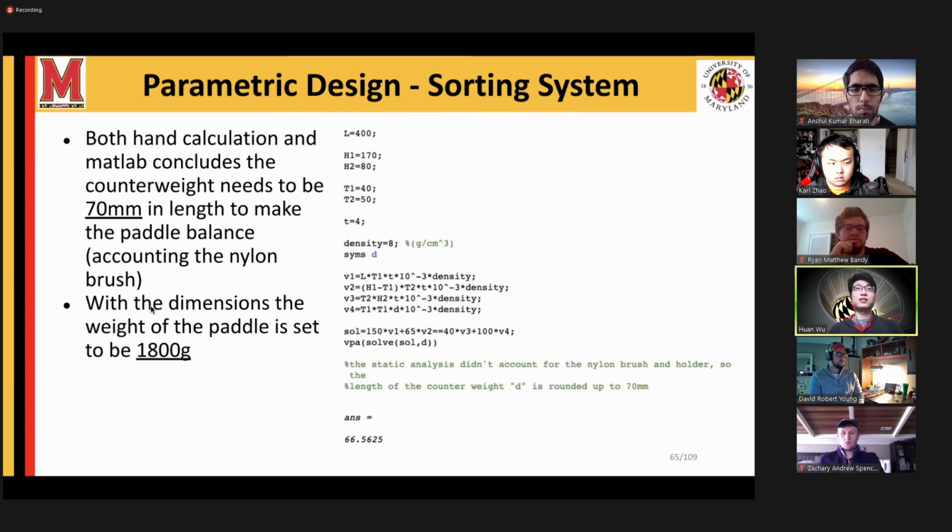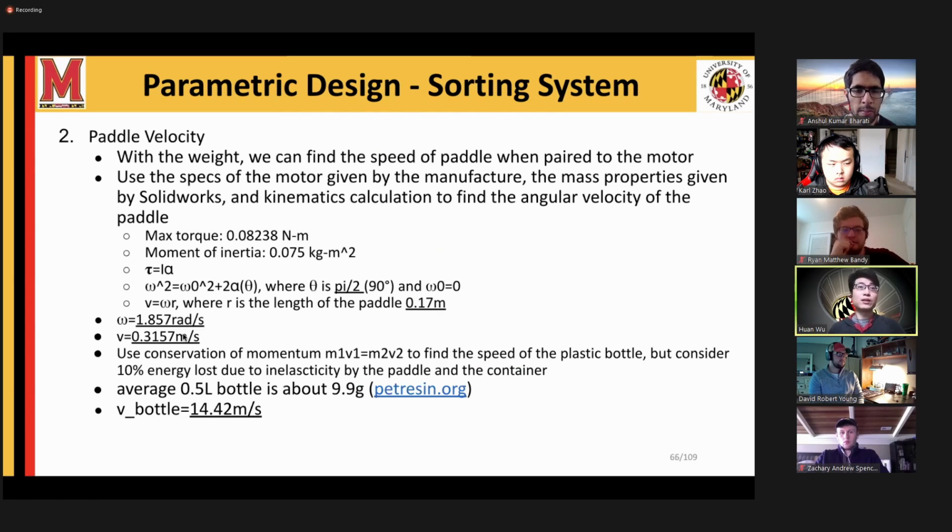So this is the MATLAB code we use to verify. We conclude that the counterweight should be 70 millimeters in length to make the paddle balance. And with that length, we conclude that the paddle will be about 1.8 kilograms.